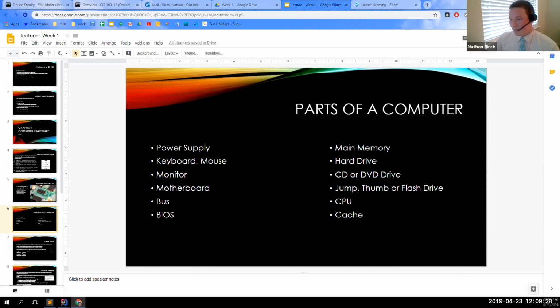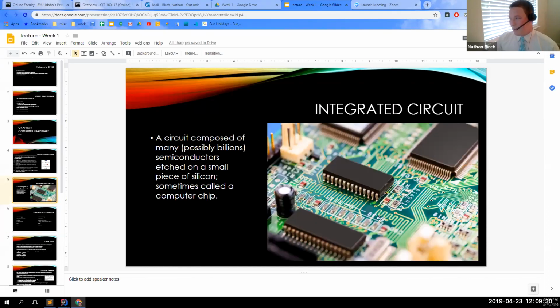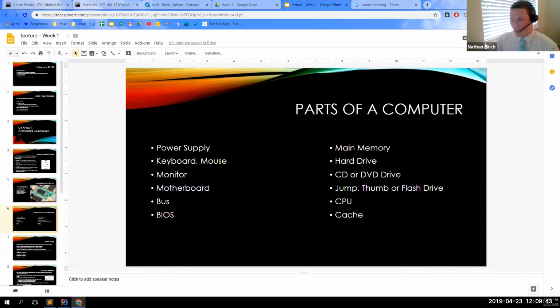All the components of a computer kind of settle in nicely on the motherboard to interact together. We have the bus. If you look at this integrated circuit, you see all these little lines. These are actually ways by which data and electricity can flow across this integrated circuit, and that's what the bus is there for.